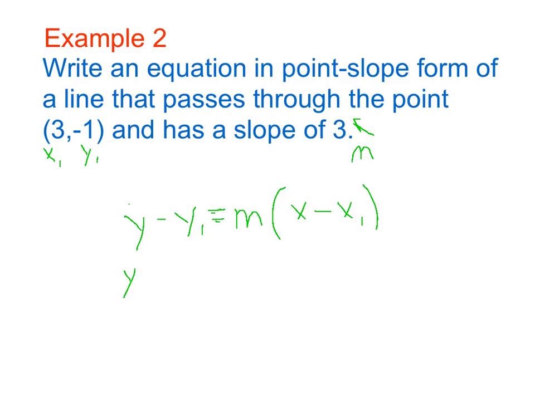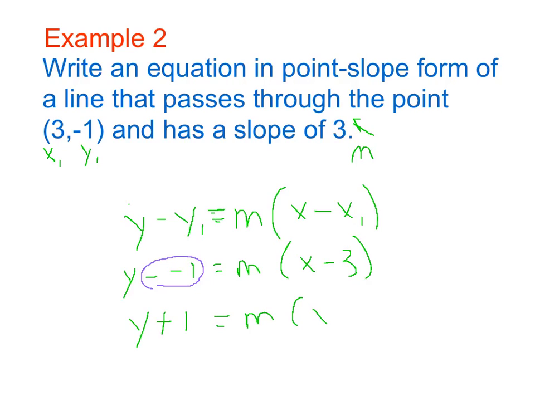So we got y minus -1 equals m times the quantity x minus x1, which in our case our given value is 3. We can still simplify this because as you look at the left side of the equation, we've got y minus a -1. When we minus a negative, that's like adding. So we're going to simplify this to y plus 1 equals 3 times the quantity x minus 3.